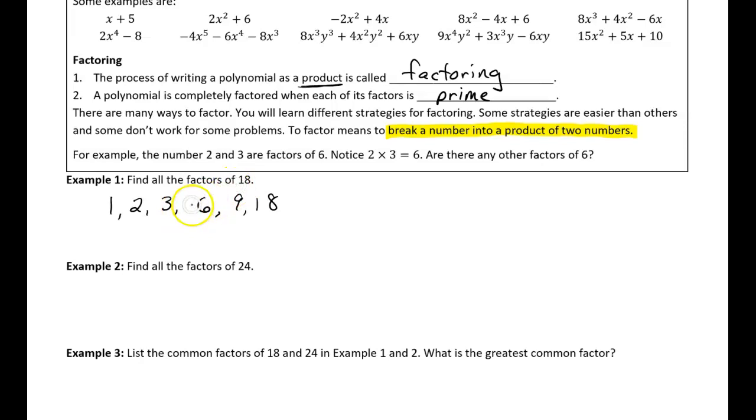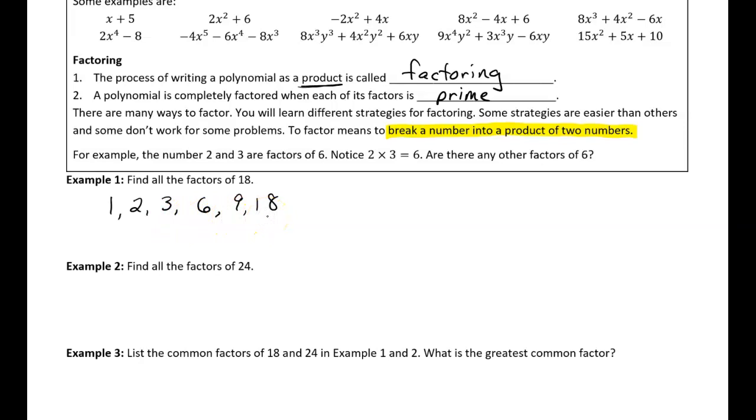What about 4? Does 4 go into 18? Is 4 a factor of 18? Not quite. What about 6? I'm sorry, 5? No, it's not a multiple of 5. And then 6 we already have listed down. So we have our factors. There are 1, 2, 3, 6, 9, and 18.